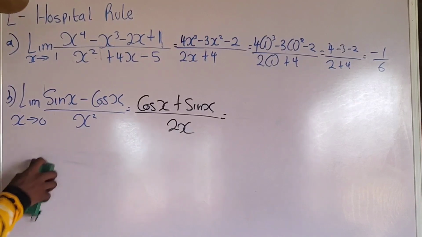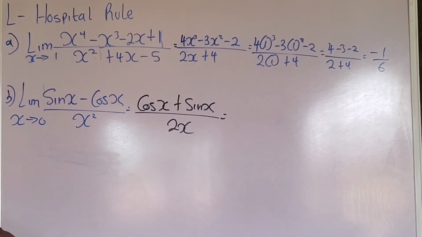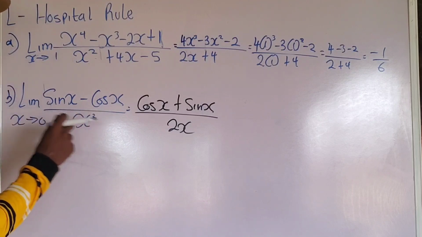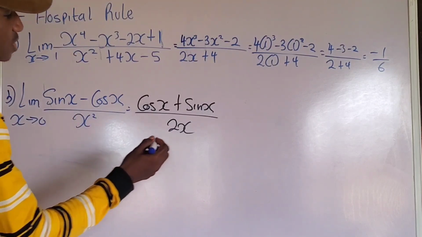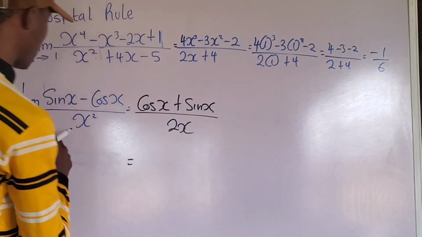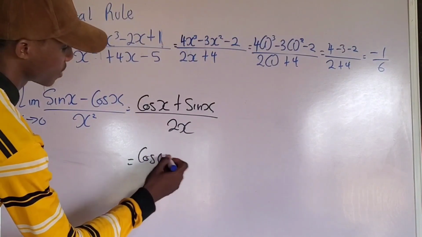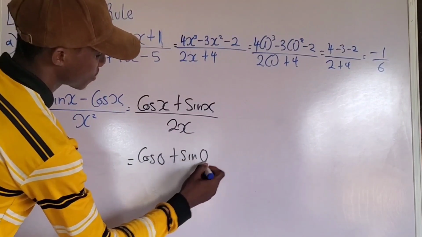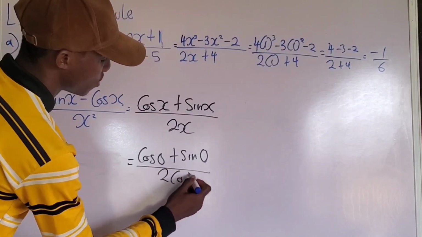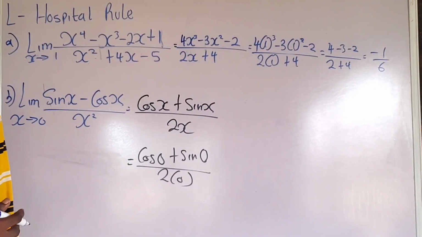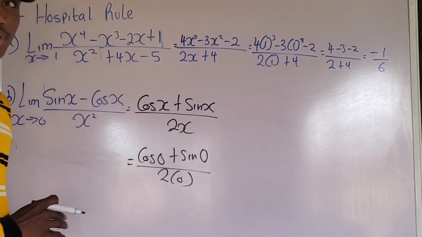Now, let us substitute again. This is the first derivative, you understand? The first derivative of this function is this. So let us substitute. If you substitute the value of x as 0, you're going to get cos 0 plus sin 0 all over 2 multiplied by 0. We are still not going to arrive at a value, you understand what I'm saying? So we have to differentiate this function again, okay?